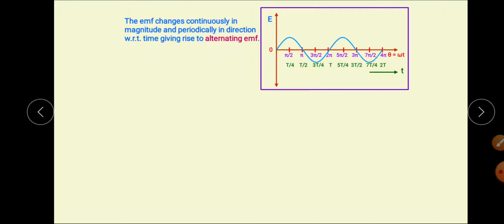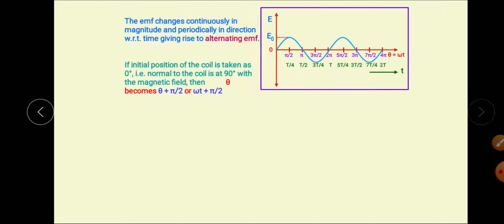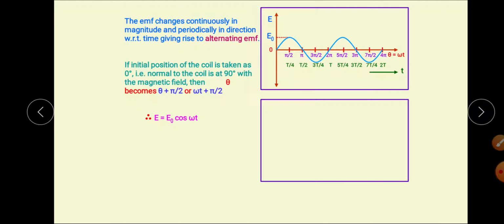On the y-axis we have EMF. The variation of EMF with respect to time will be like this, because we have seen that E is equal to E naught sin omega t. So the variation of EMF is sinusoidal with respect to time, and the graph of sine looks like this. This is the variation of induced EMF when a coil is rotated in a magnetic field. We have discussed when it is maximum and when it is minimum.